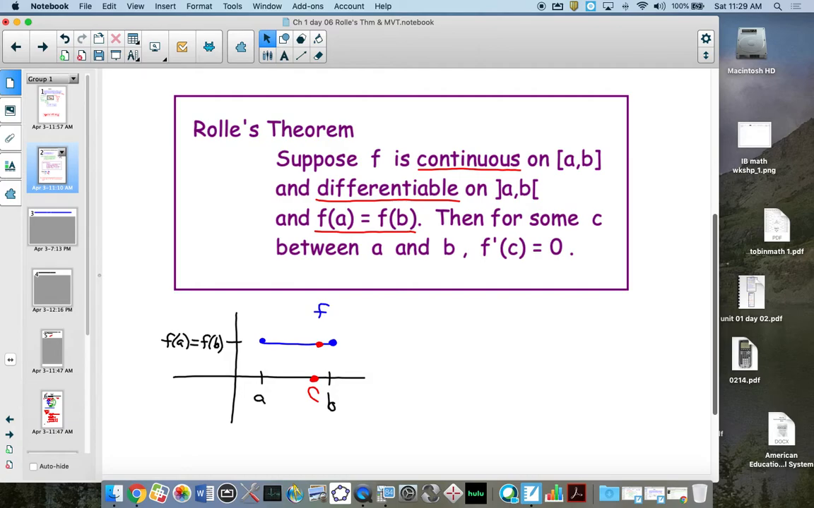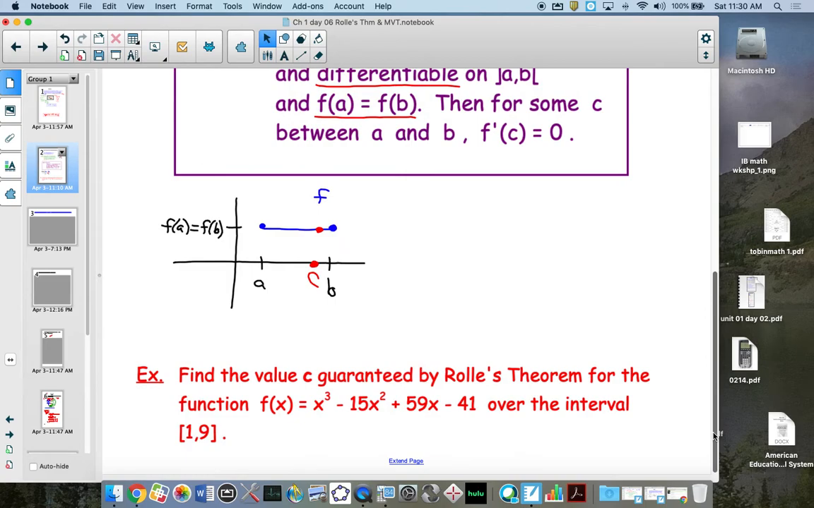And this theorem, once you get your mind wrapped around this and all the different possibilities and how we could actually prove this, is used in the proof of the next bigger theorem called the mean value theorem. So let's go ahead now and do the example.